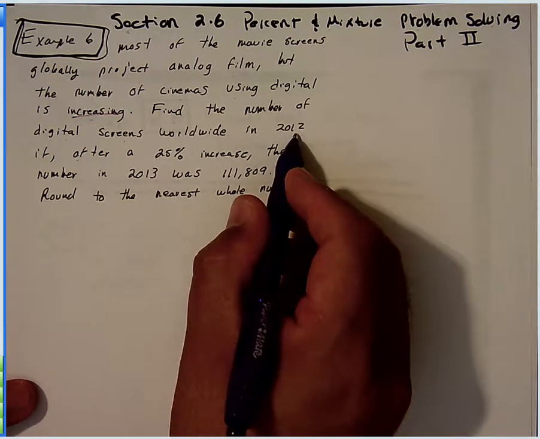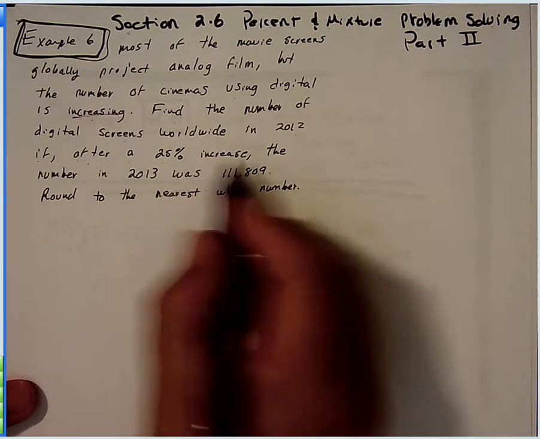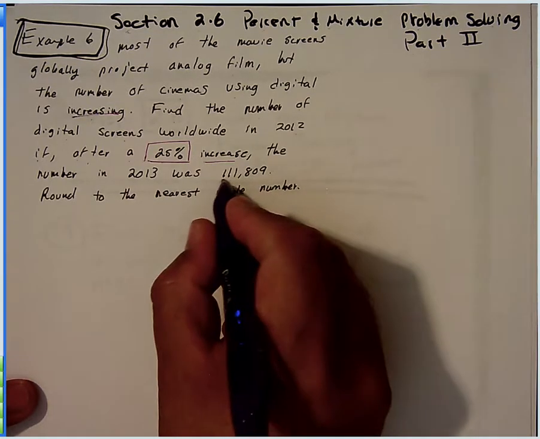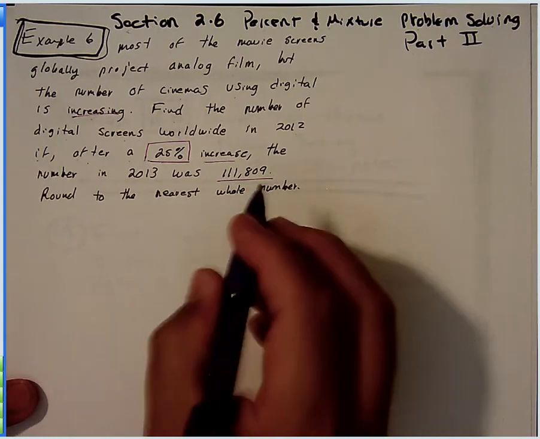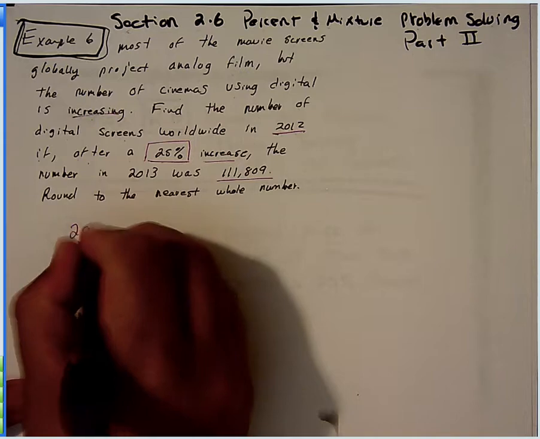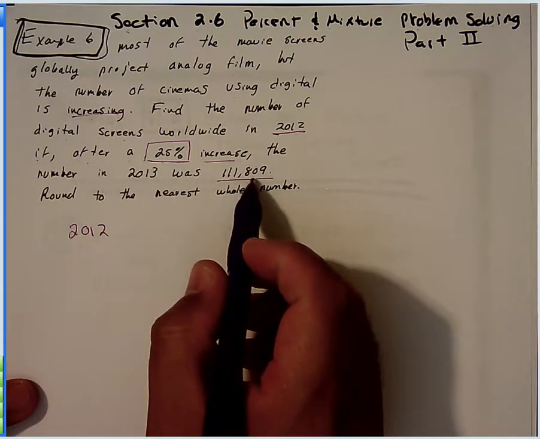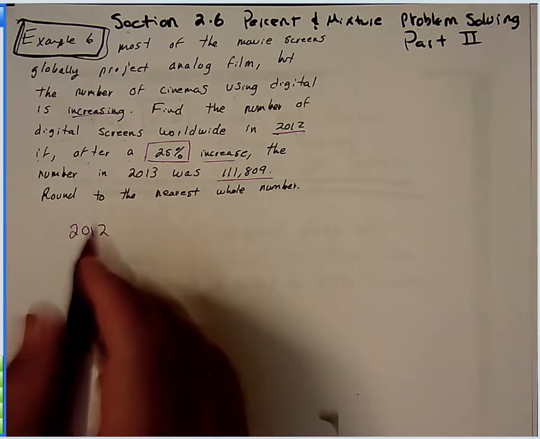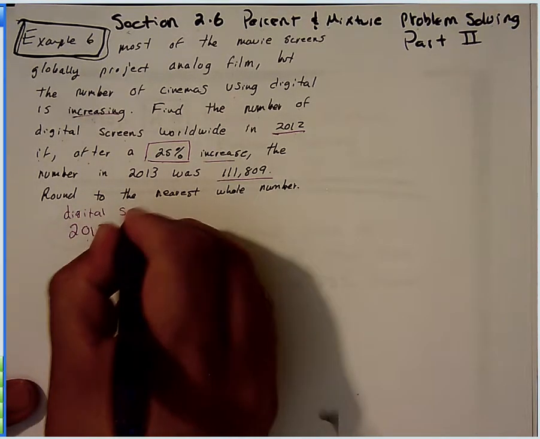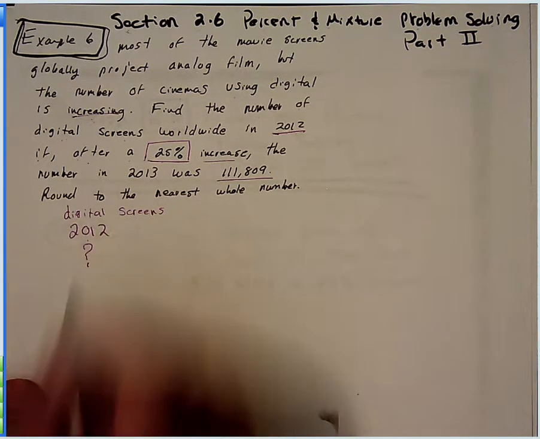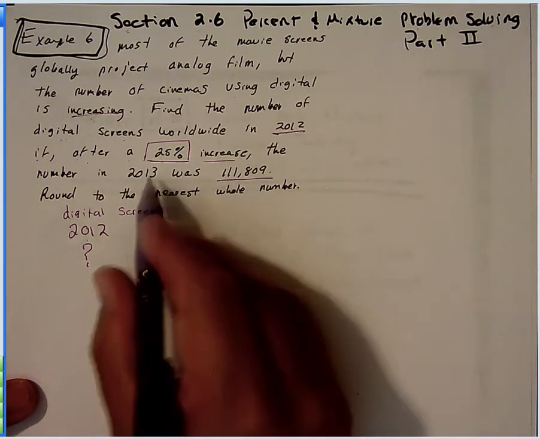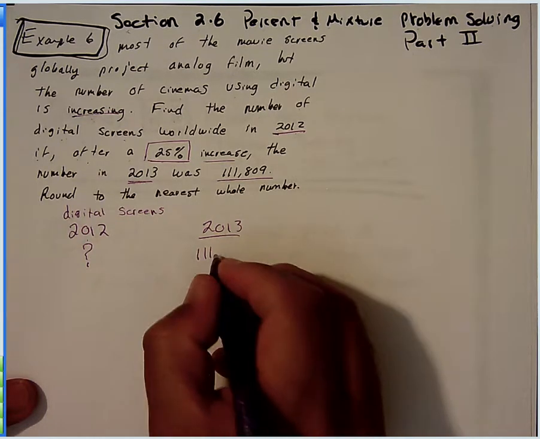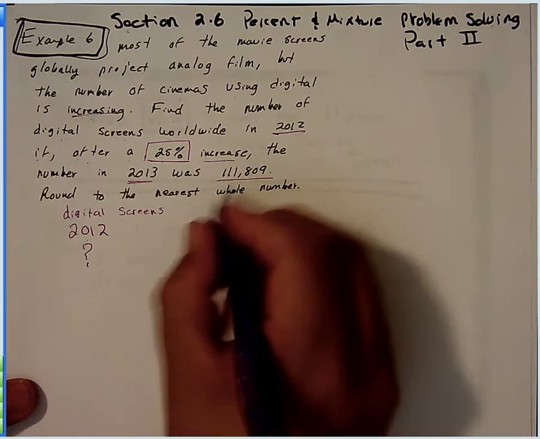worldwide in 2012 if after a 25% increase, so we get 25% increase, the number in 2013 was that. Okay, so how do we analyze this? So in 2012, we had a number of digital screens in 2012. So digital screens, we had an unknown amount of digital screens because we don't know that, but they're giving us 2013. In 2013, we have 111,809 digital screens. So this is also digital screens.